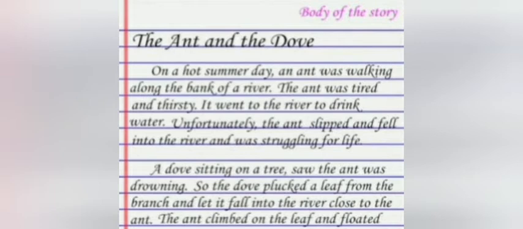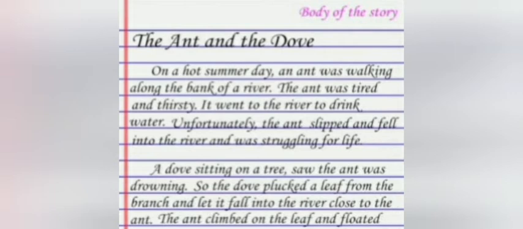On a hot summer day, an ant was walking along the bank of a river. The ant was tired and thirsty. It went to the river to drink water. Unfortunately, the ant slipped and fell into the river and was struggling for life. A dove sitting on a tree saw the ant was drowning.